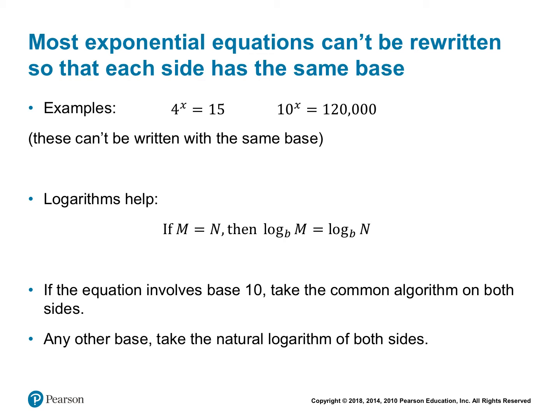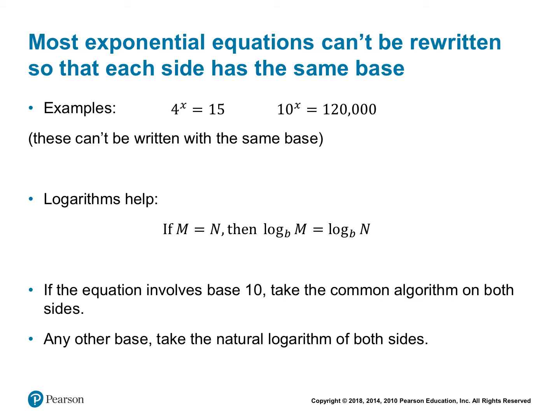Okay, now this is convenient if they can both have the same base, but most exponential equations can't be written so that each side has the same base. So here's an example. If I have 4 to the x equals 15, you can't rewrite 15 to have a base of 4 or a base of 2. And with our 10 to the x equals 120,000, you can't rewrite 120,000 to have a base of 10. So this is where logarithms come in.